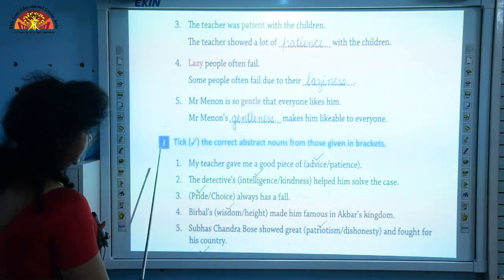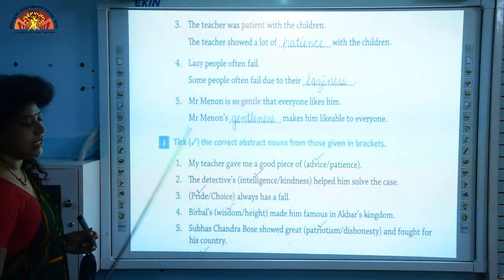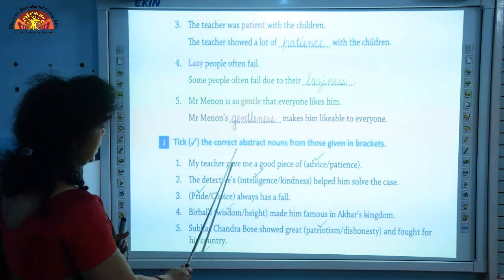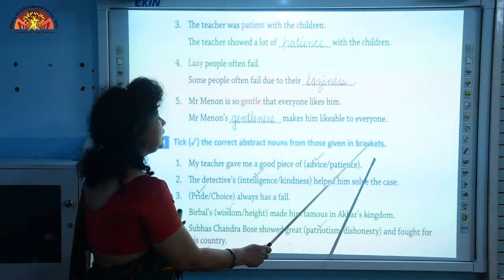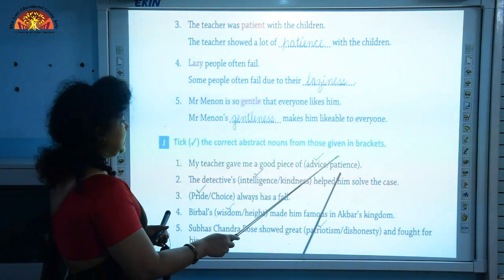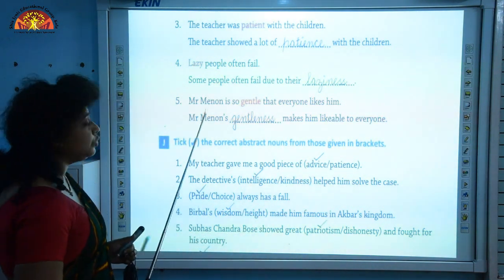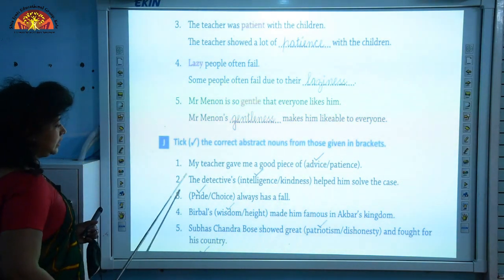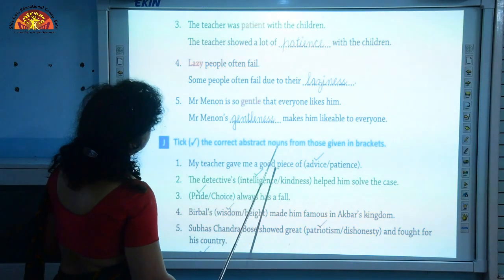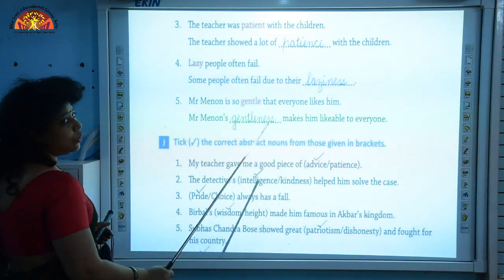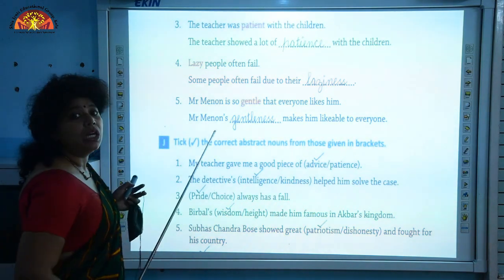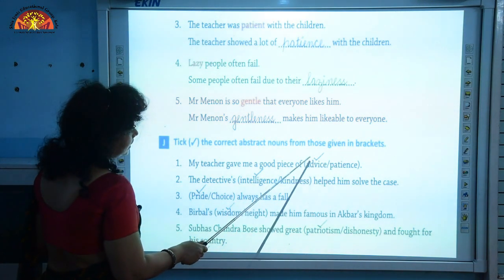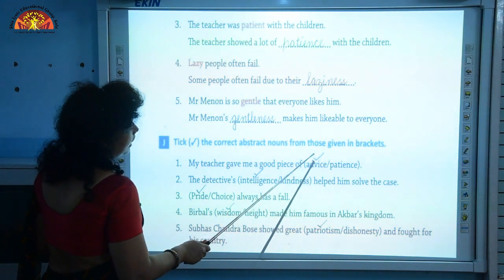Let's proceed to exercise J in page number 6. Please come to page number 6, exercise J. Pick the correct abstract nouns from those given in brackets. So 2 words are given in the brackets and we will have to choose the appropriate abstract noun. Okay, let's take a look at the first question. My teacher gave me a good piece of dash. Okay, so what do you get from a teacher? You get a good piece of advice from the teacher. So the correct option is advice. You have to put a tick above advice.